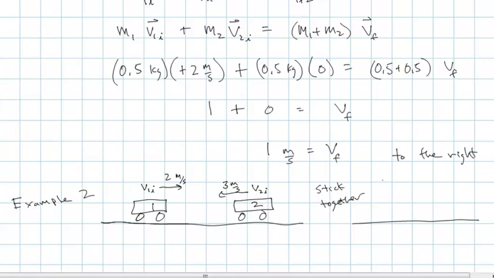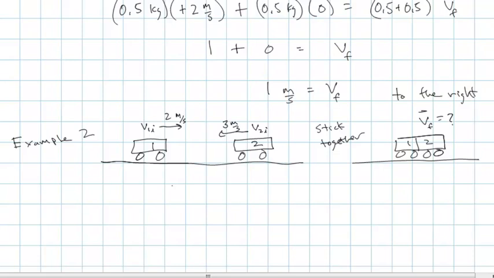Let's have our carts stick together. So at the end we have one big cart, and we're trying to find V final. And why don't we keep the masses the same? So again, we have two objects becoming one.